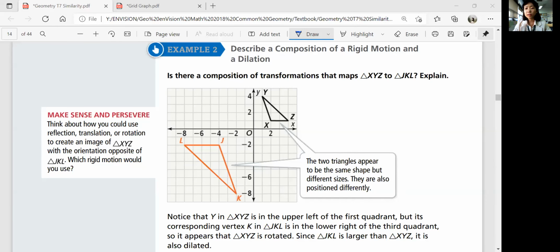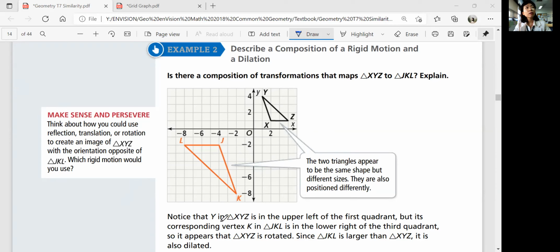Is there a composition of transformations that maps XYZ to JKL? First, we need to know if the sides are proportional and the angles are congruent. Okay, they appear to be the same shape, but different sizes. They're also positioned differently. So you know there must be a dilation.